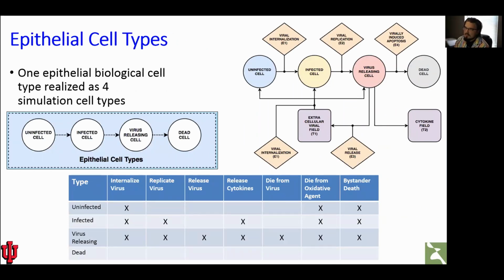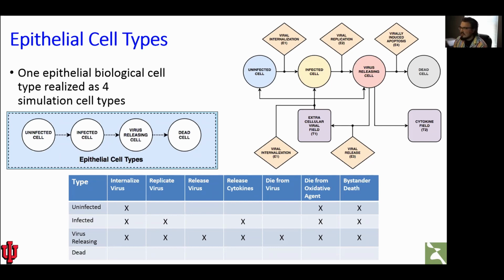So our epithelial cell types, we have, again, one class of epithelial cell, but we describe it as being of one of four types. Now, these are not biological types in the sense of it being a particular epithelial cell, but instead we use it as an identifier for the various stages of infection in a particular epithelial cell. So if an epithelial cell has no internalized virus, then it would be of the type of uninfected cell. Whereas an infected cell that's beyond the eclipse phase would then be of the virus-releasing cell type.